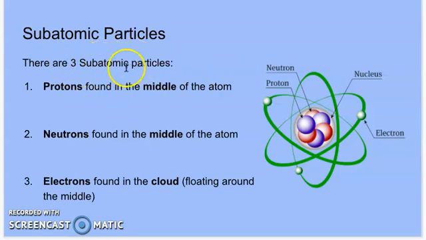There are three what we call subatomic particles in an atom. So you have the protons, found in the middle. In this case, it's these blue circles. You have neutrons, also found in the middle, these red circles. And electrons found in what we call the electron cloud, aka they're just floating around. So these things are out here in the electron cloud, everything else is in the middle.